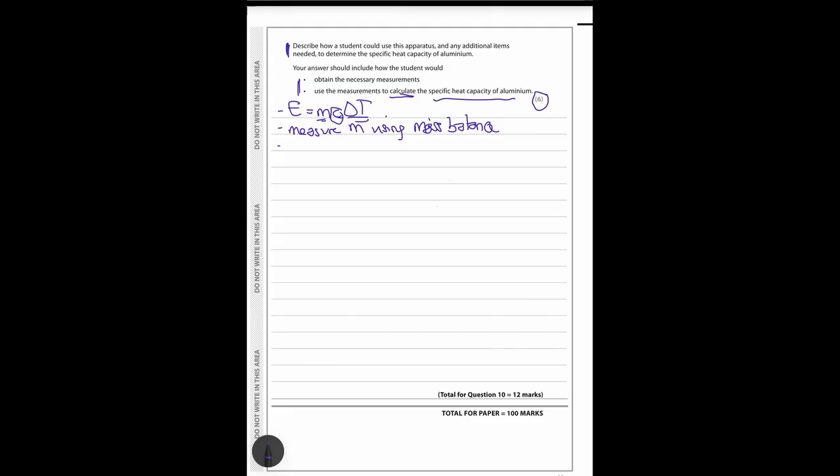And then over here, I've got T. So I'm going to say measure T using a thermometer. And the other thing I need to be careful about here is that it actually says change in T. So if it says change in T, I know it's always going to be something take away something else. That's what change means. Do I know what it is? I'm not too sure yet. But again, who cares? I'm just going to get these marks first, and I can worry about all the other stuff afterwards.